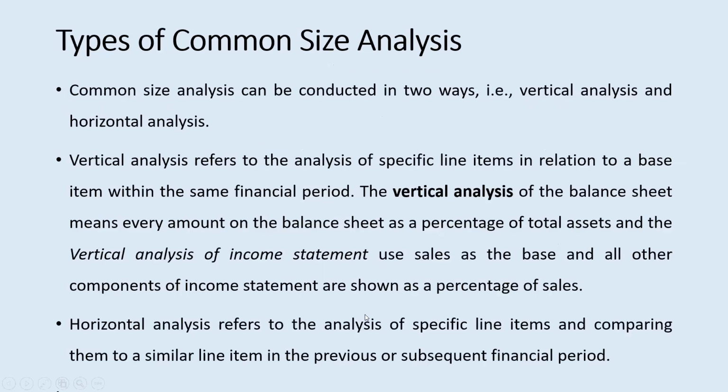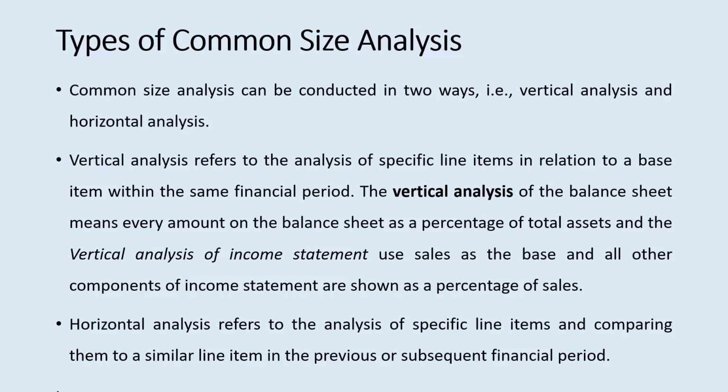So let's see the types of common size analysis. The common size analysis can be conducted in two ways. The first one is the vertical analysis. The other one is the horizontal analysis. Vertical analysis refers to the analysis of the specific line items in relation to the base item within the same financial period. The vertical analysis of the balance sheet or the statement of financial position means every amount in the balance sheet or the statement of financial position we have to take as a percentage of total asset.